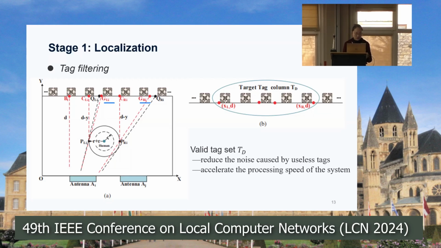So we use principles such as projection and triangle similarity to get the coordinates of the valid subset TD. And the links generated between TD and the antennas are considered to be capable of discriminating humans' behavior.